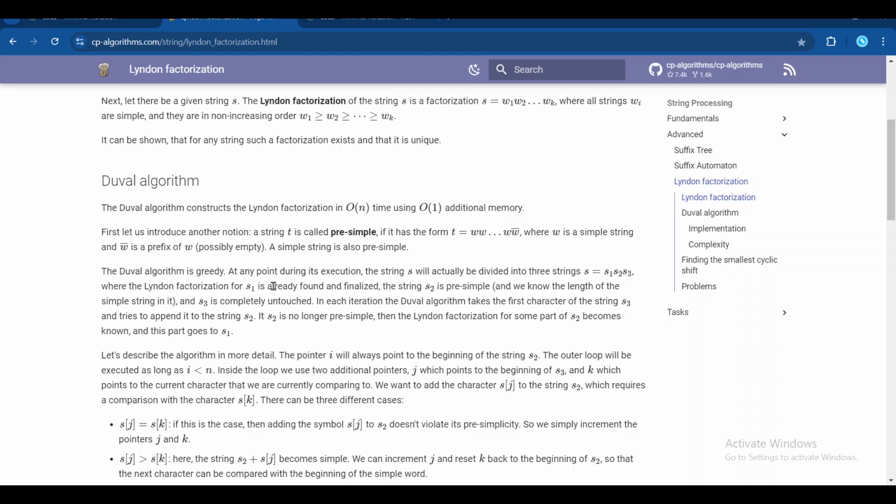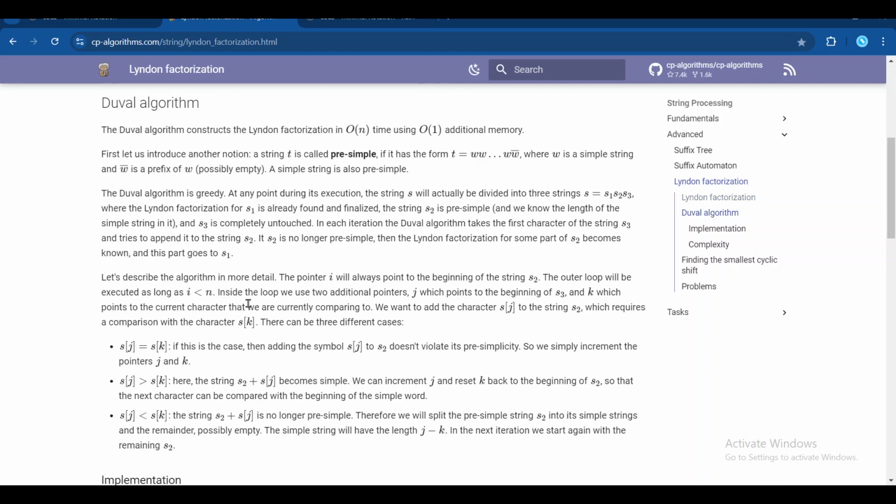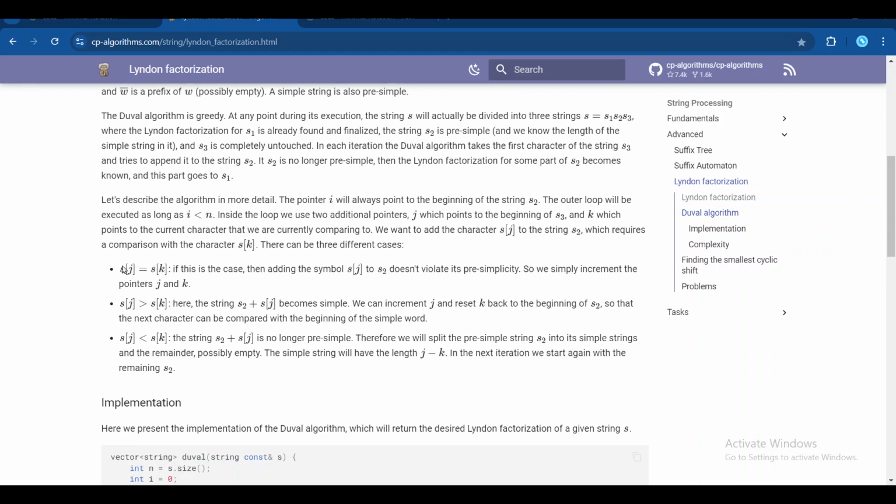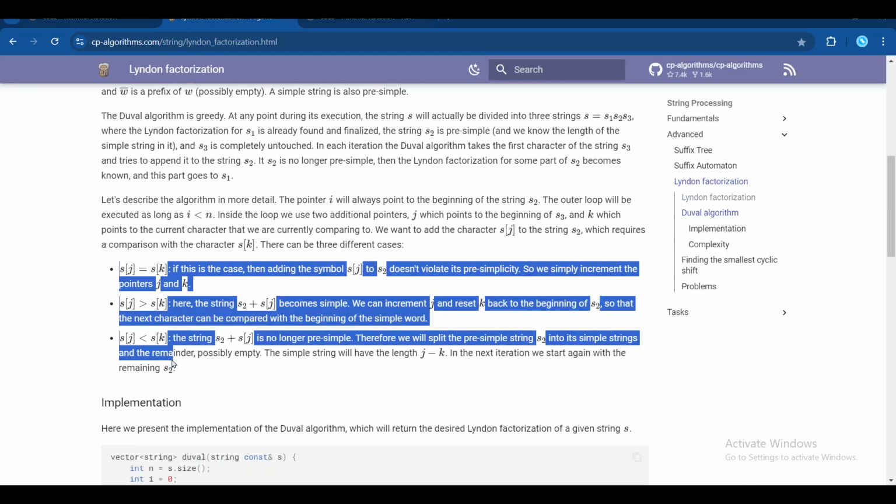So S1 is already found. The Lyndon factorization of S1 is already found and finalized. S2 is pre-simple, and S3 is completely untouched. Okay, now here comes this part. This part is the transitions we are doing with the steps.